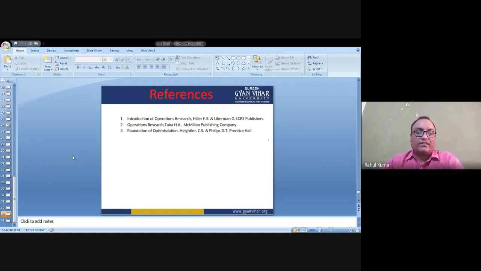These are some reference books you can use for the references. First one is Introduction to Operations Research, Hillier, F.S. and Lieberman, G.J., CBS Publishers. Operations Research, Taha H.A., Macmillan Publishing Company, and Foundations of Optimization, Phillips D.T., Prentice. These are some reference books used to study operation research.